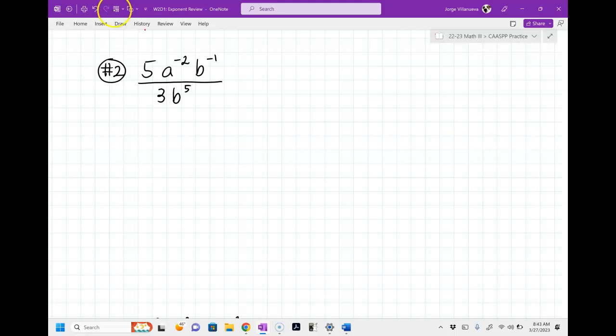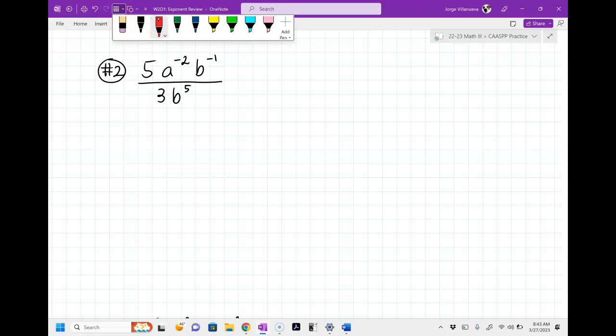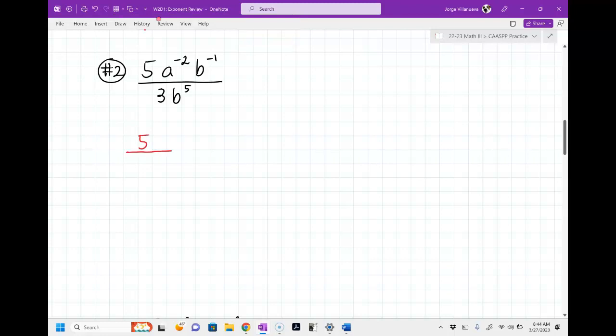Okay, so this is what I'm going to start off doing. I look at my 5 over 3. I can't reduce that, so I'm just going to do this. And this is usually what I do. I know it's a pretty long fraction bar, but I'm just going to leave it like that.